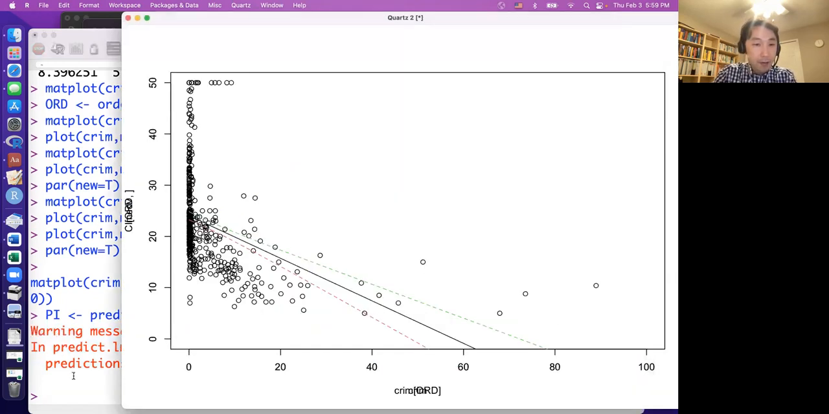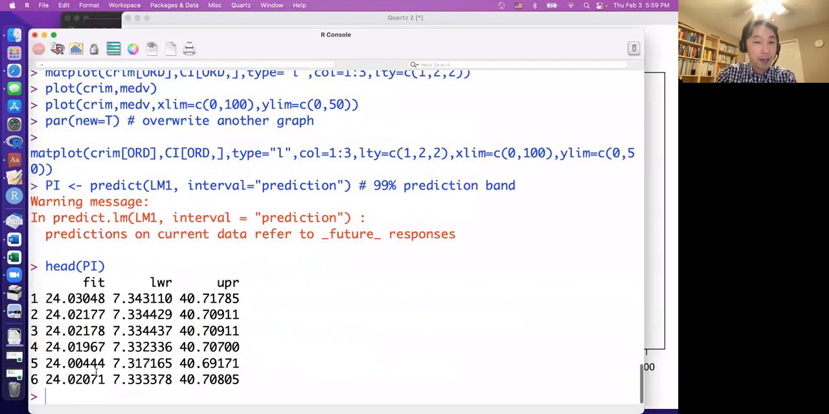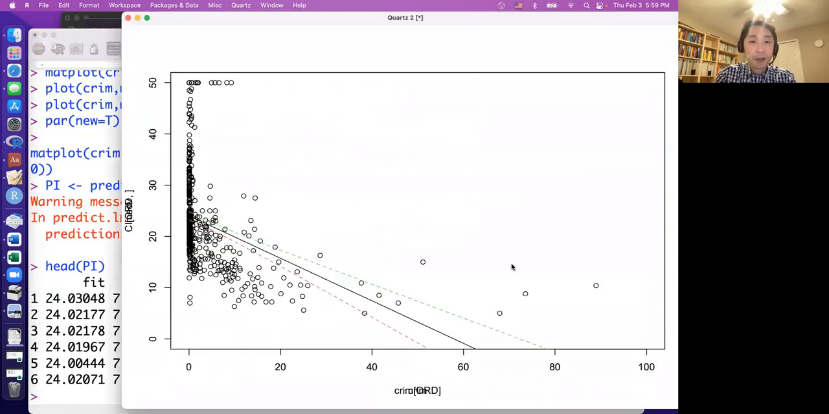Okay, so now we can see what the PI is. You can see the range is much wider. Last time we had the fitted value of 20.03, and that's the same. Lower bound is 23.2, upper bound 24.8. So almost the same as this number. But here, we also consider the error of each term. So if we include error, the band should be much wider.